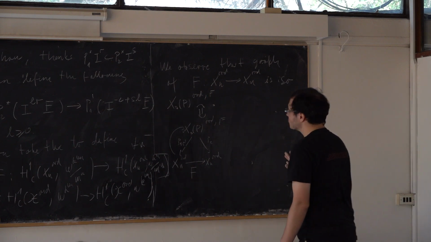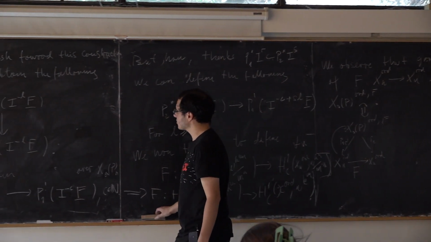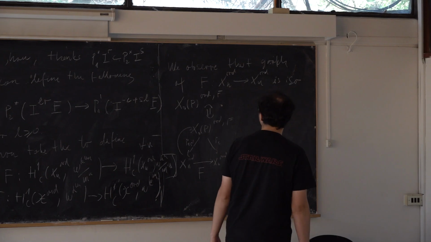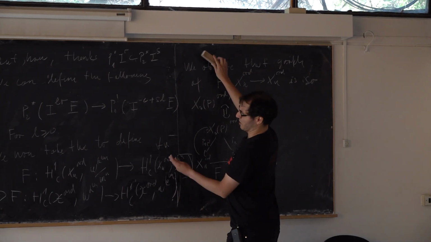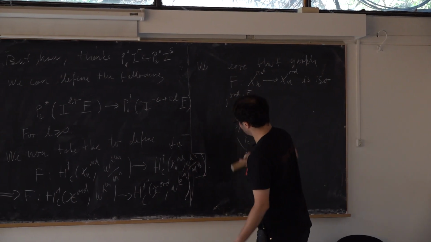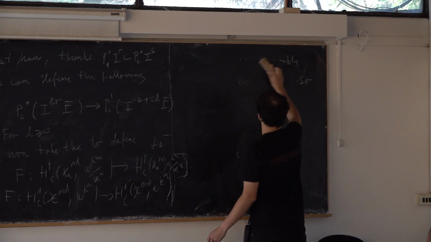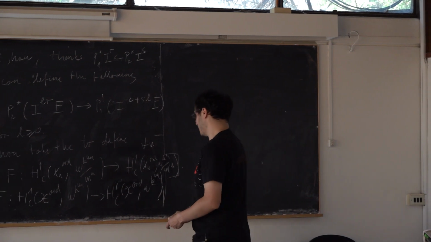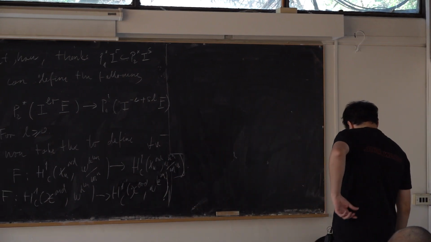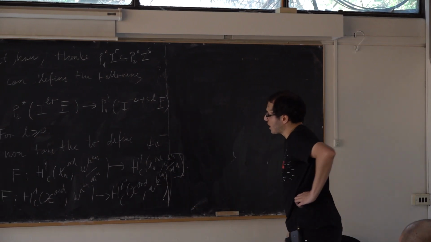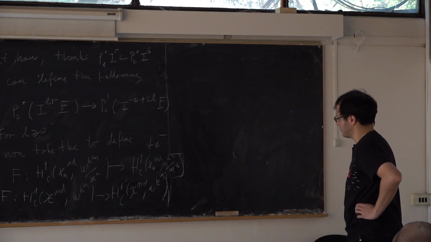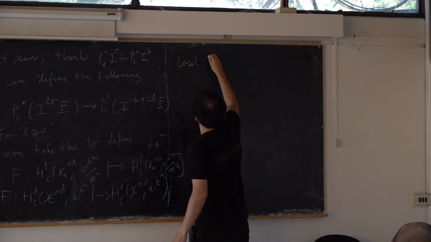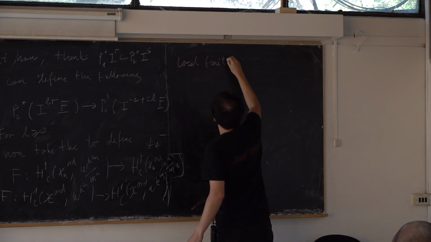So to finish, let me talk a little bit about the local finiteness. We construct this F. We know that it's related with the Frobenius thing that Daniel defined. And now we have to prove that this is locally finite.